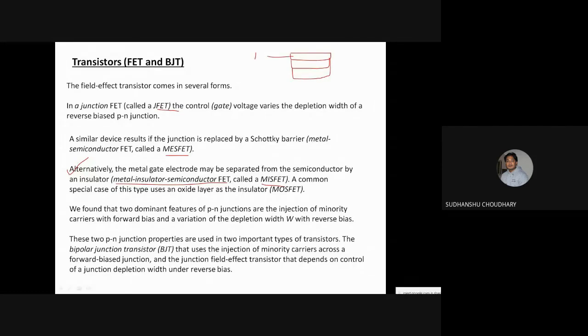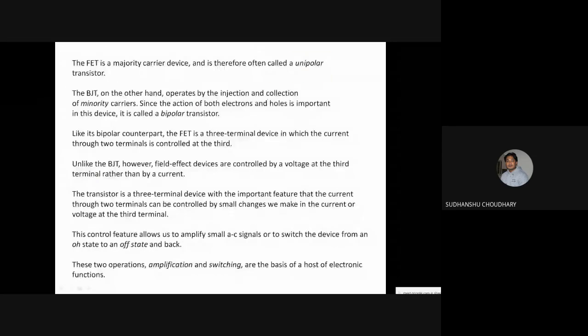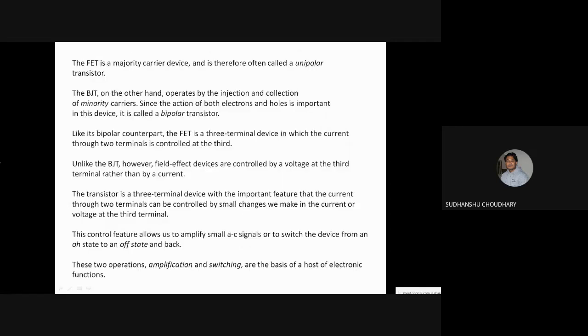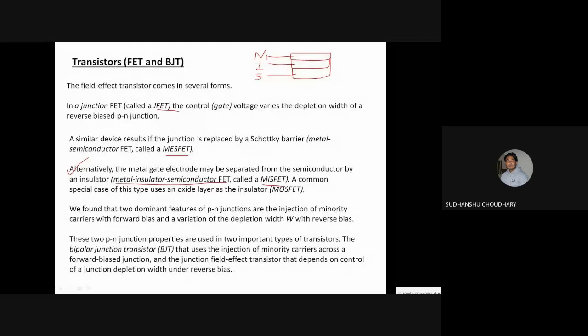So this is metal, M. This is insulator, I. And this is semiconductor. Right? So earlier in the JFET we had P, that is semiconductor, semiconductor, semiconductor. Here we have metal, insulator, and semiconductor. That is, this becomes metal, M, this becomes insulator, and this becomes semiconductor. So that is another device which is now called MISFET, metal insulator semiconductor field effect transistor.